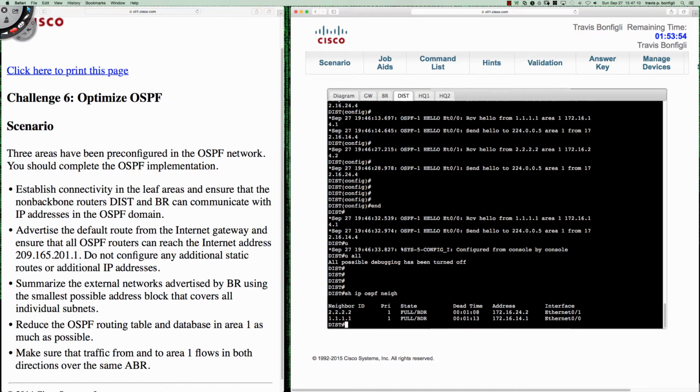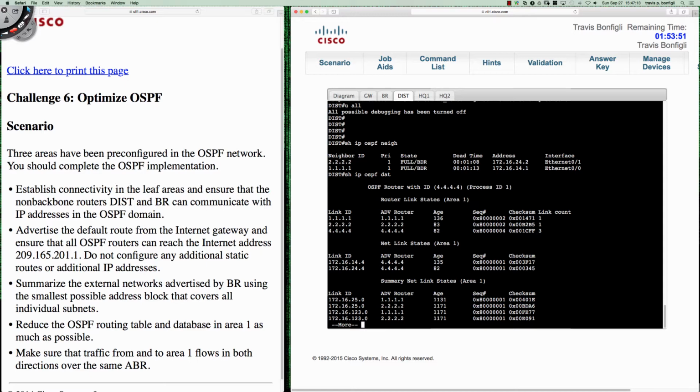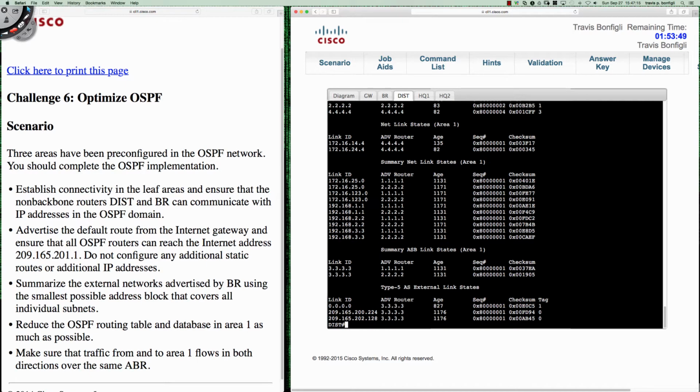So if I were to say show IP OSPF database, what do we see? Take a look at what we see here.